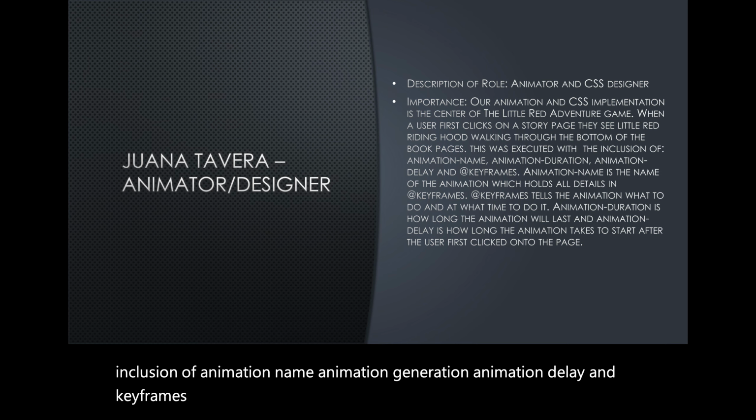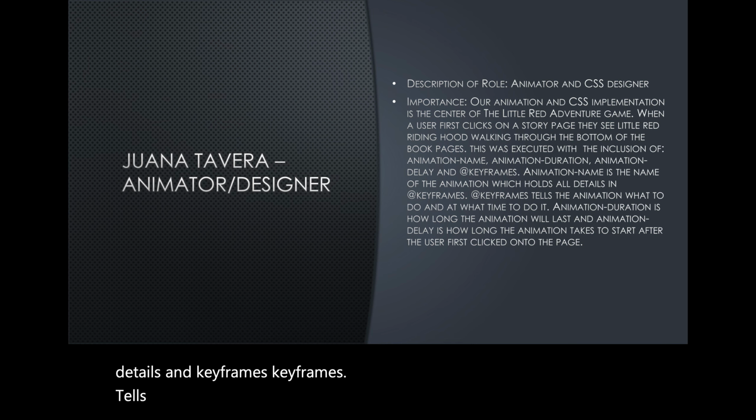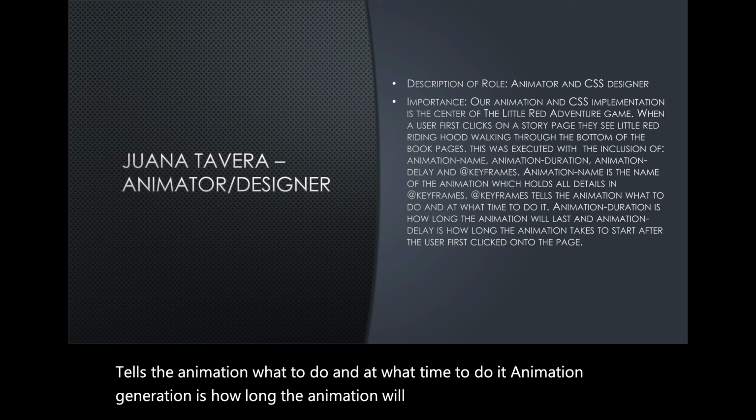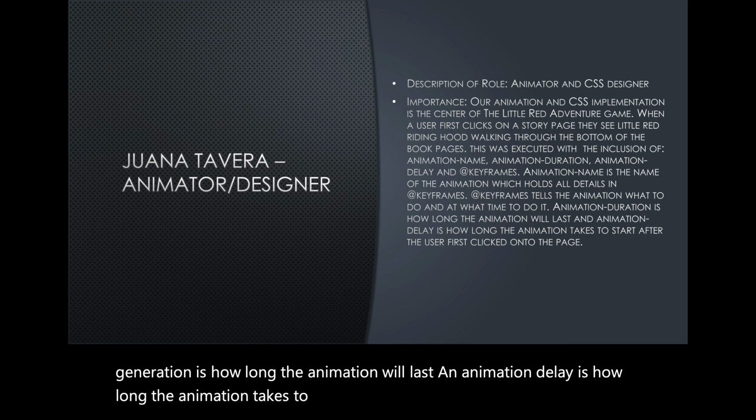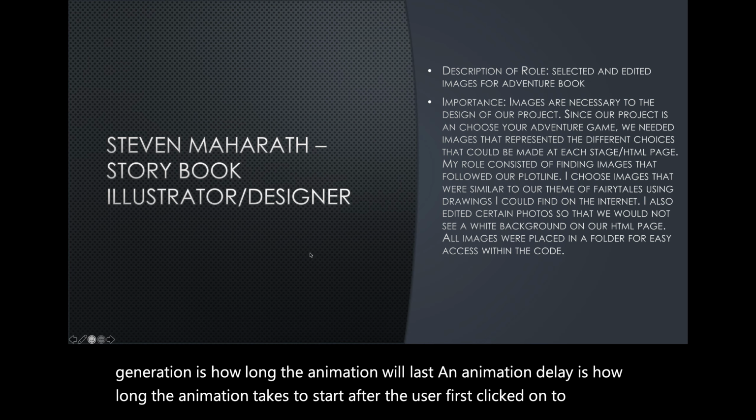Animation name is the name of the animation which holds all details in keyframes. Keyframes tells the animation what to do and at what time to do it. Animation duration is how long the animation will last, and animation delay is how long the animation takes to start after the user first clicked onto the page.